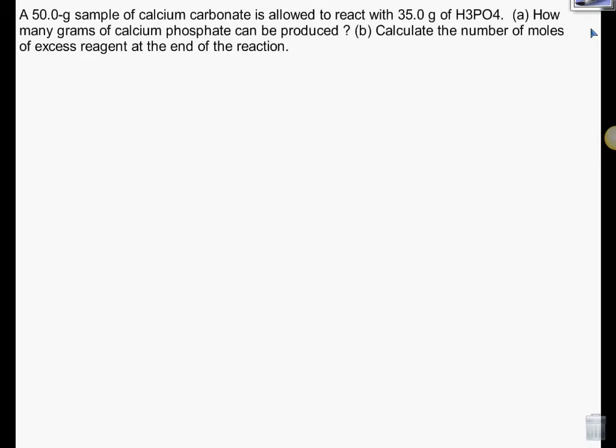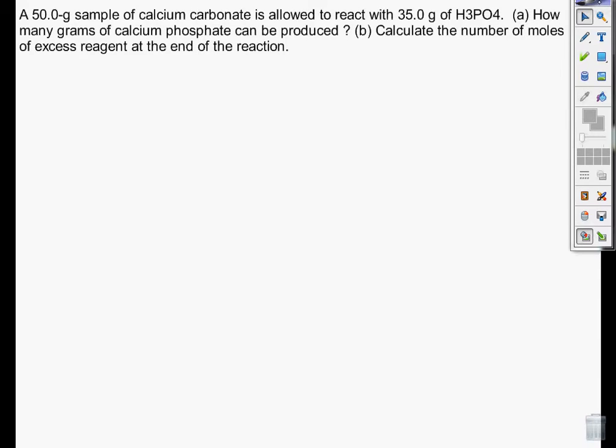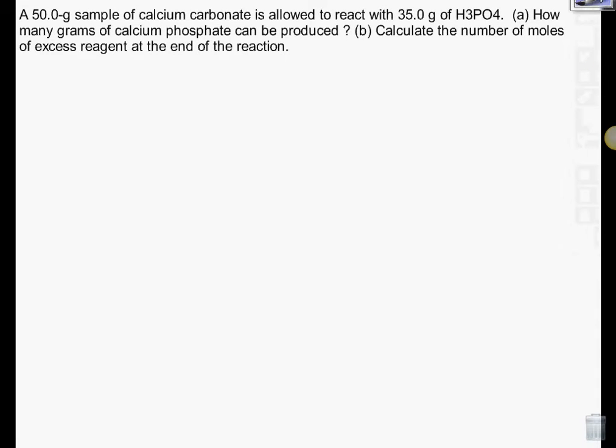Okay, so here we have the exercise we did in class today. That is a 50.0 gram sample of calcium carbonate that's allowed to react with 35.0 grams of phosphoric acid. I'm sorry I didn't write the subscripts over here. How many grams of calcium phosphate can be produced? So let me write the equation for you.